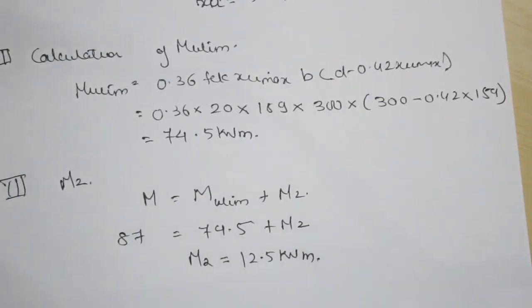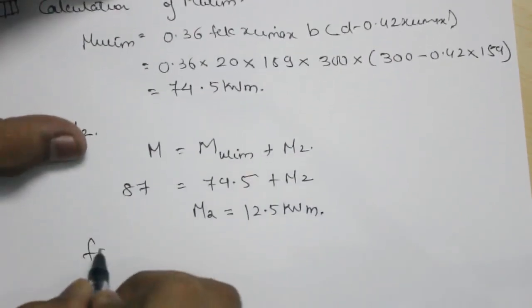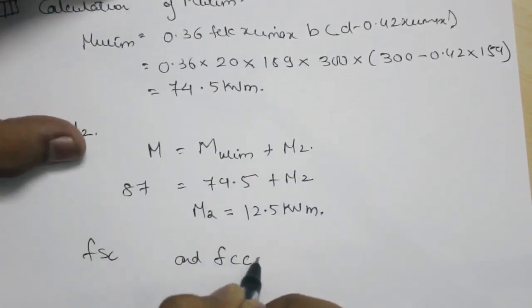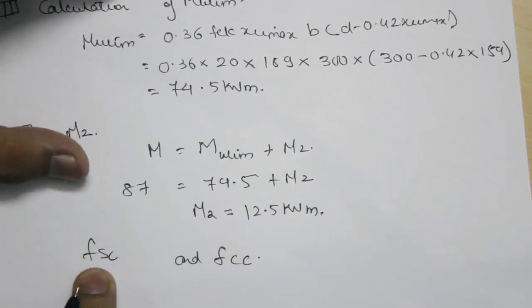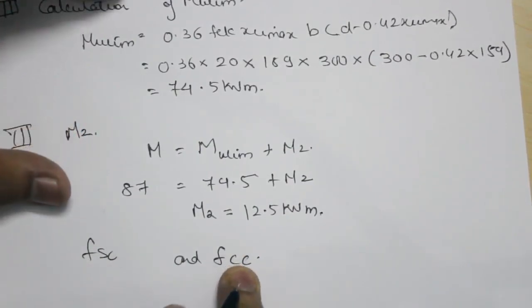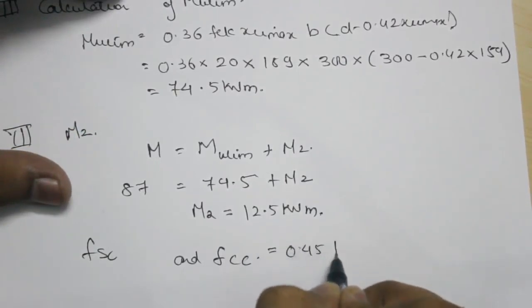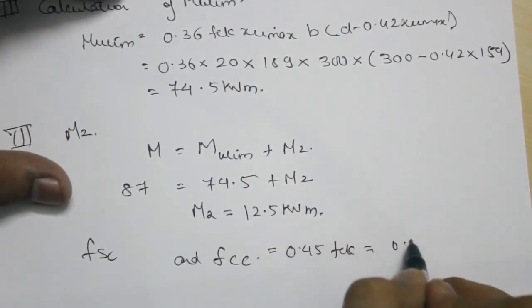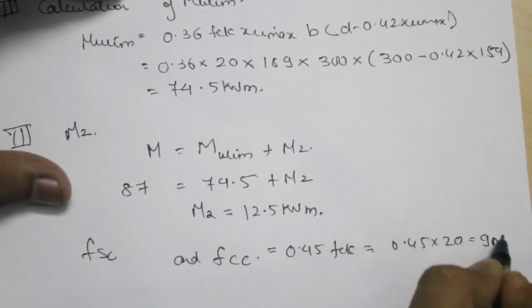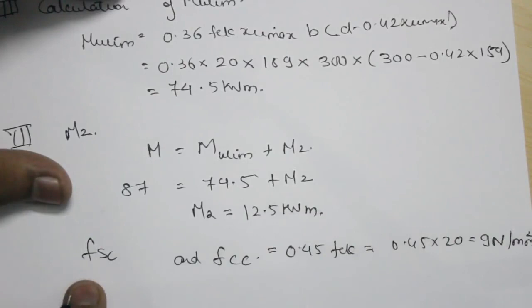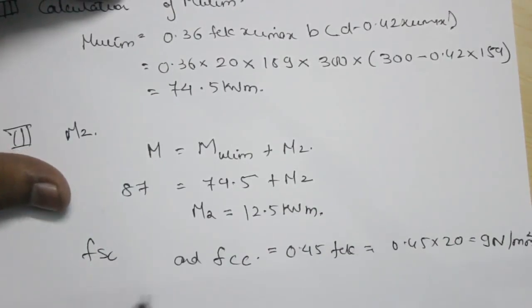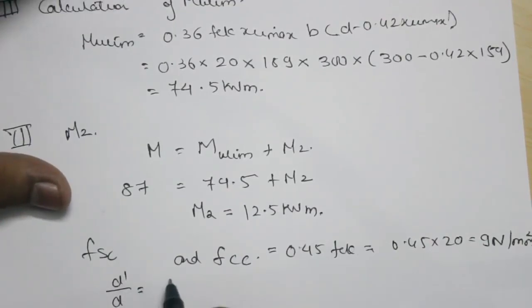Now you need the stress in compression steel and the stress in concrete at the level of the compression steel, which are given as FSC and FCC. FCC is the stress in concrete, which you can find out by the formula 0.45 times FCK, which will be 0.45 multiplied by 20 is equal to 9 Newton per mm square. Now for calculating FSC, you need the D dash by D ratio. In our case, D dash by D is 30 by 300, which is 0.1.